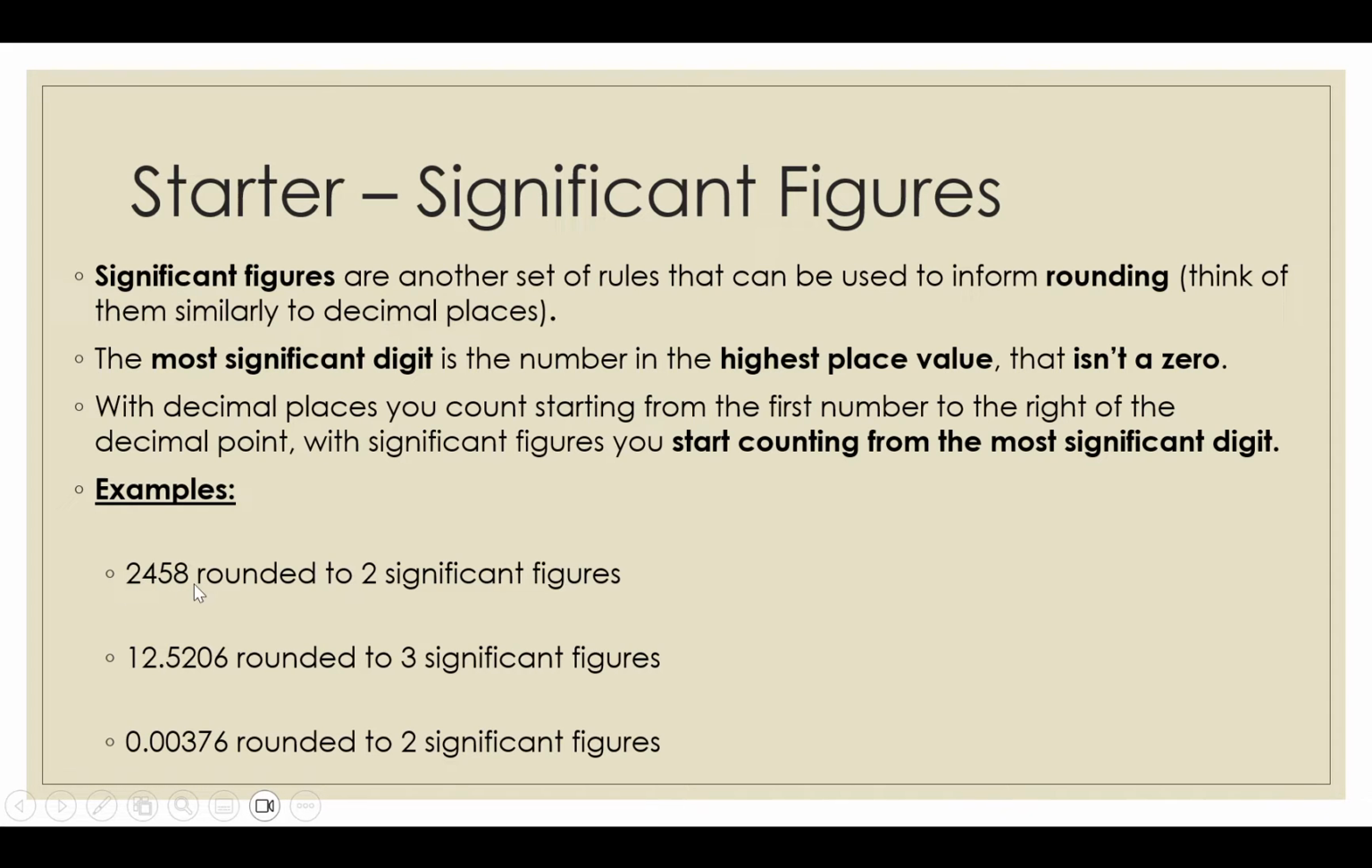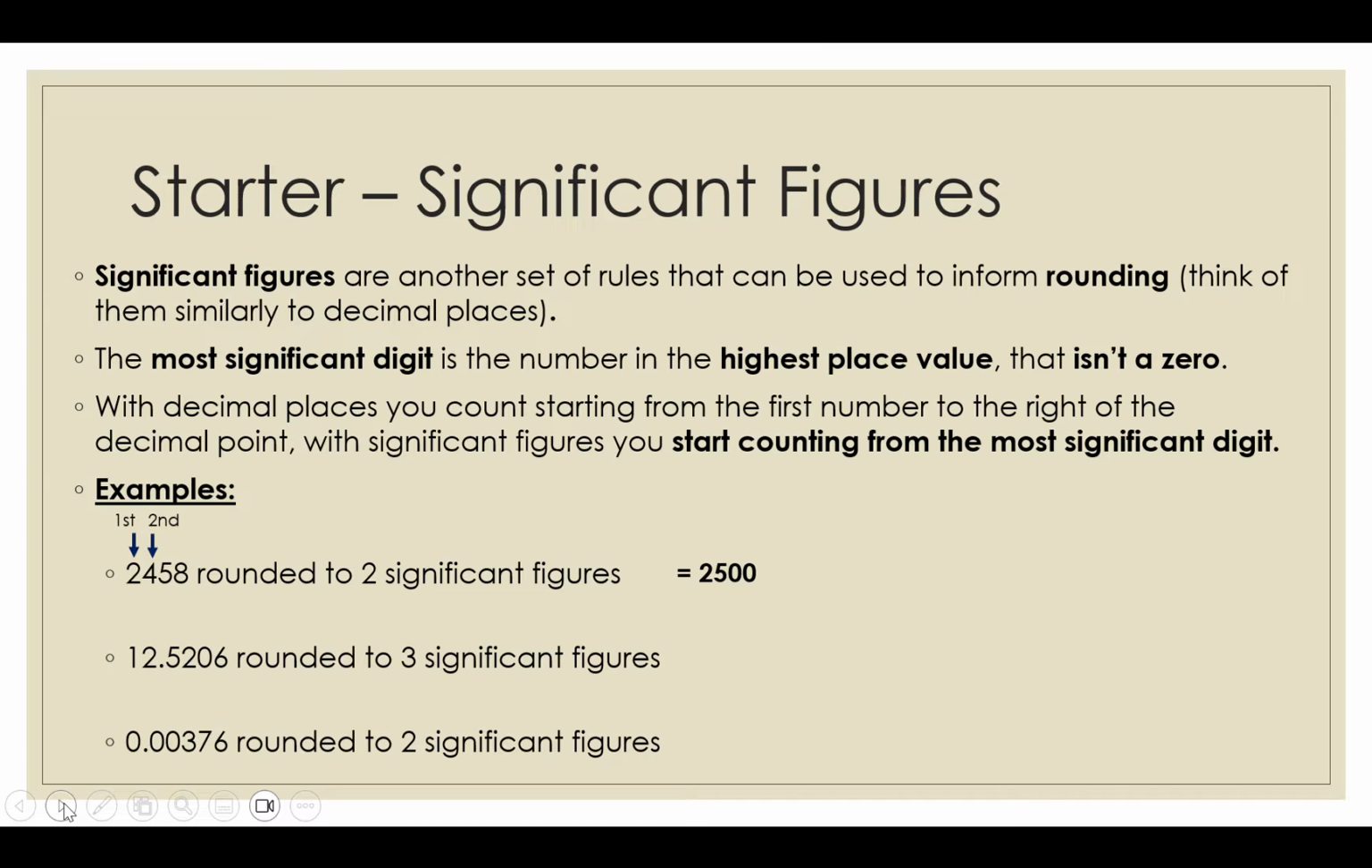Our first significant number here is going to be the 2. And our second significant number here is going to be the 4. So we're actually going to be rounding this one to the nearest 100. Okay, so 2, 4, 5, 8. So we're rounding this second significant figure. So the answer for that is going to be 2,500.